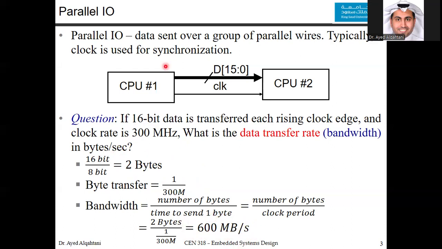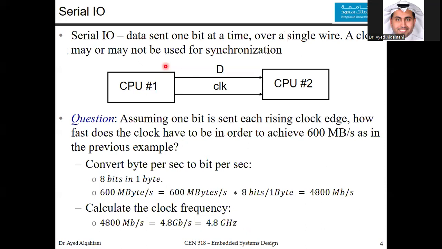Now let's compare this to the serial I/O. In serial I/O, the data is sent 1 bit at a time. So you send the data bit by bit over a single wire. You can see that now we don't have a bus anymore. Actually, you could say it's a bus, but it has only a single bit per clock that you can move from CPU1 and transfer to CPU2. Same thing, you could use a clock for synchronization.